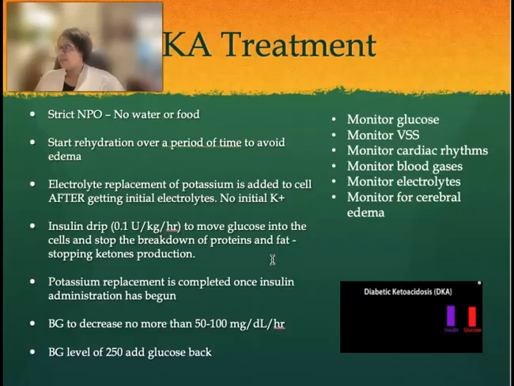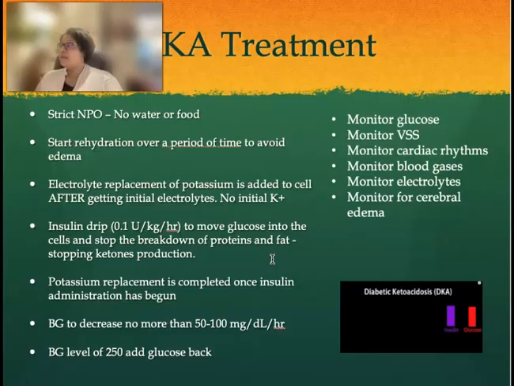I'll say it again. The first thing you're going to do is give rehydration to avoid the hypovolemic shock. We're going to get a full panel of all of the electrolytes. They're going to be put on a monitor. They go to the ICU. This is an ICU situation, depending on how high their sugars are.